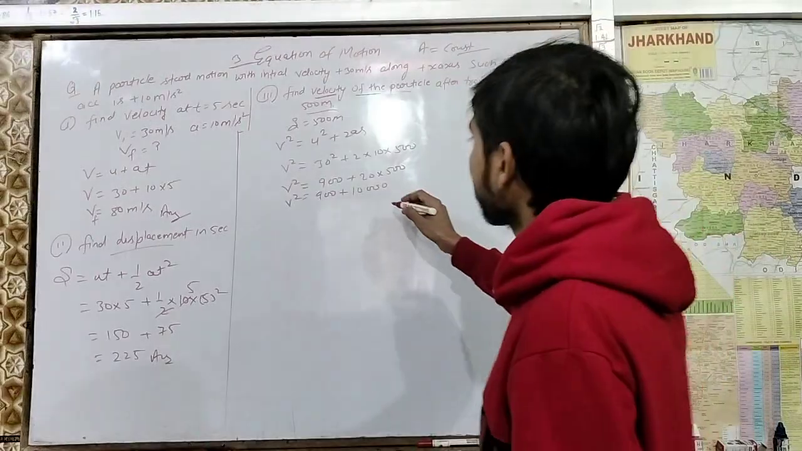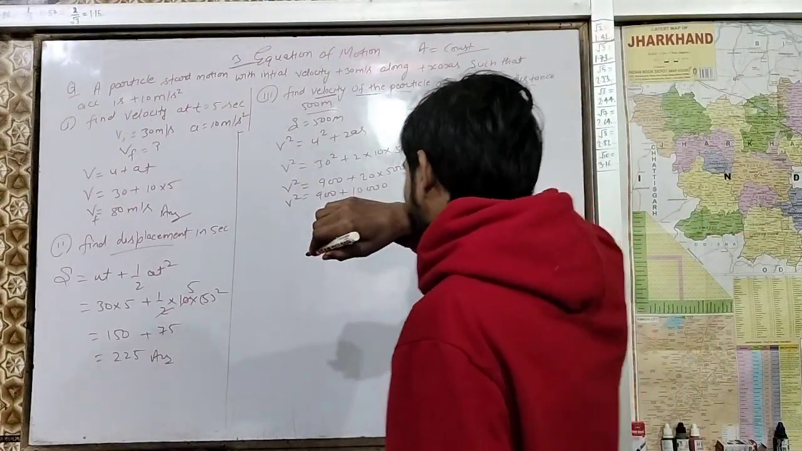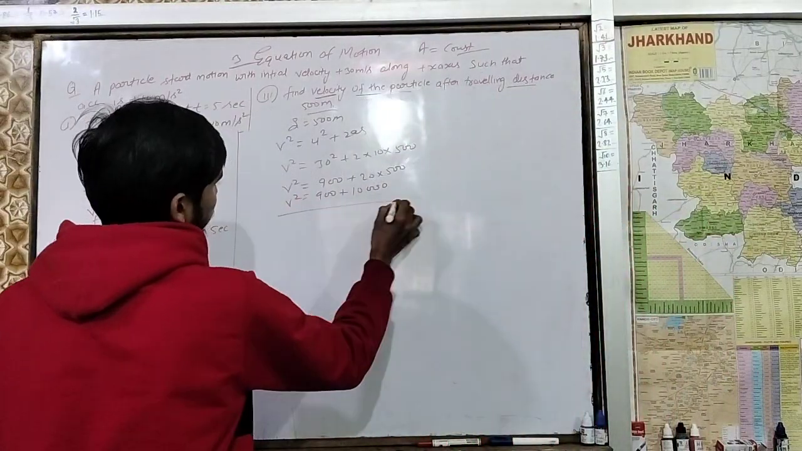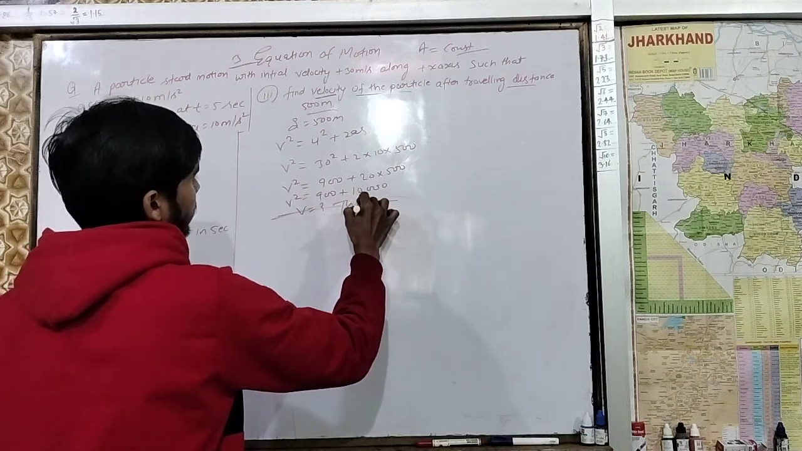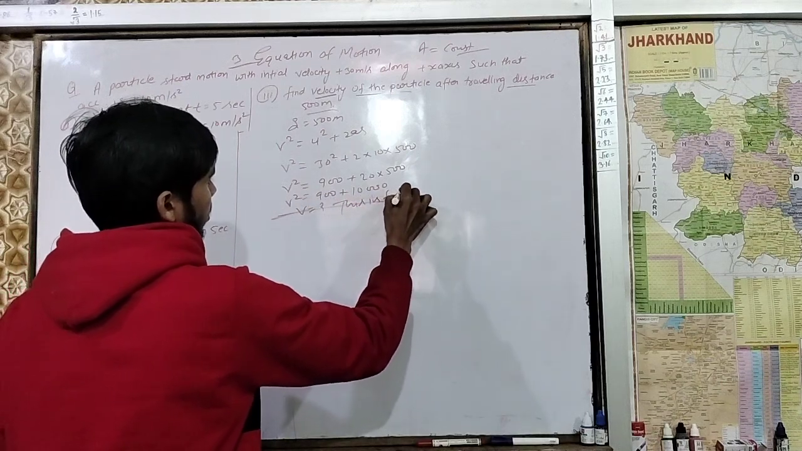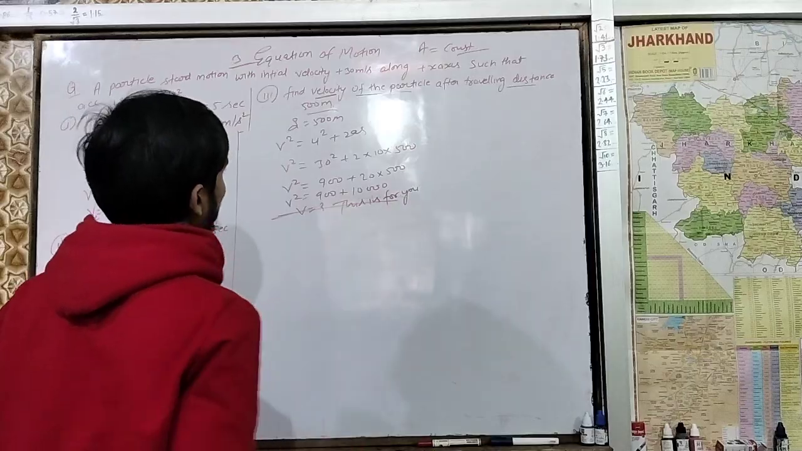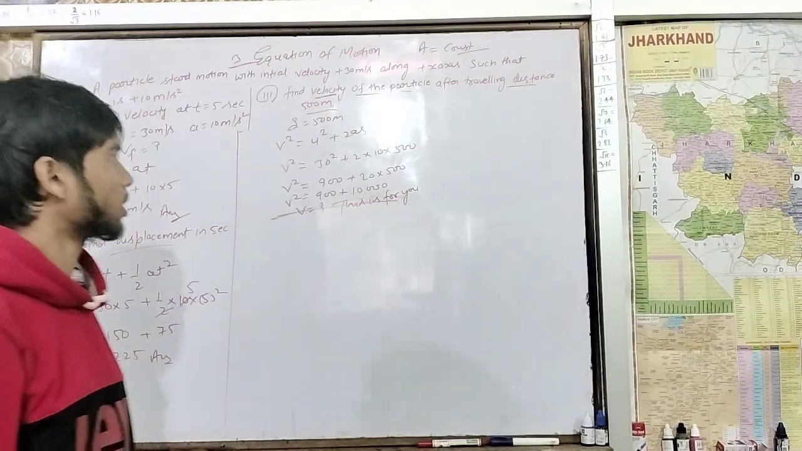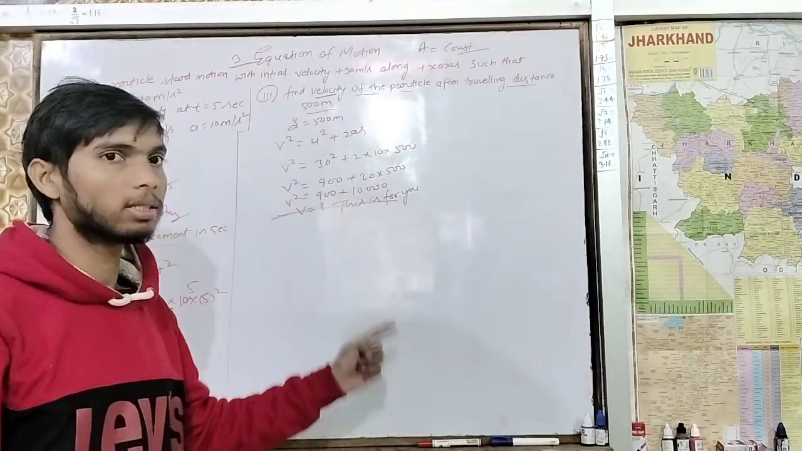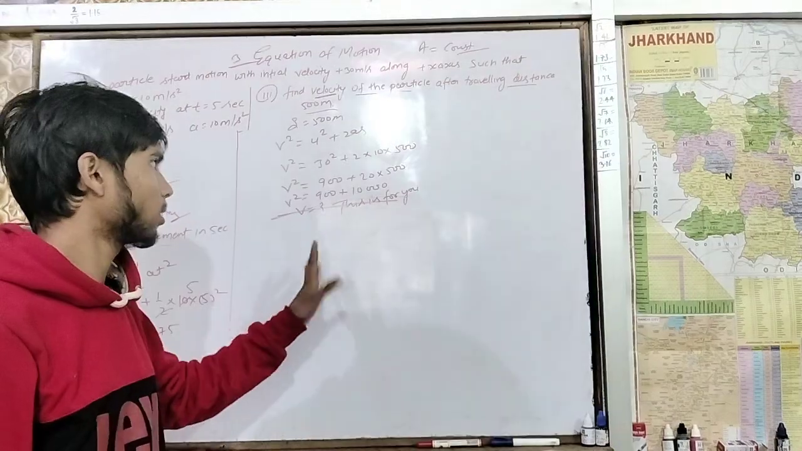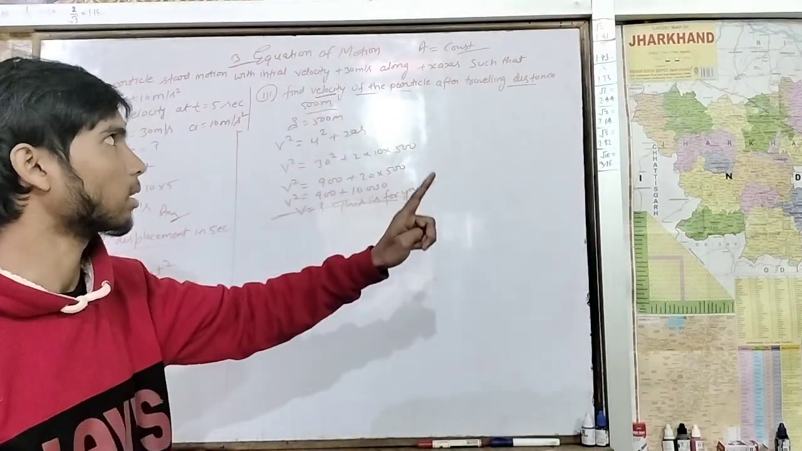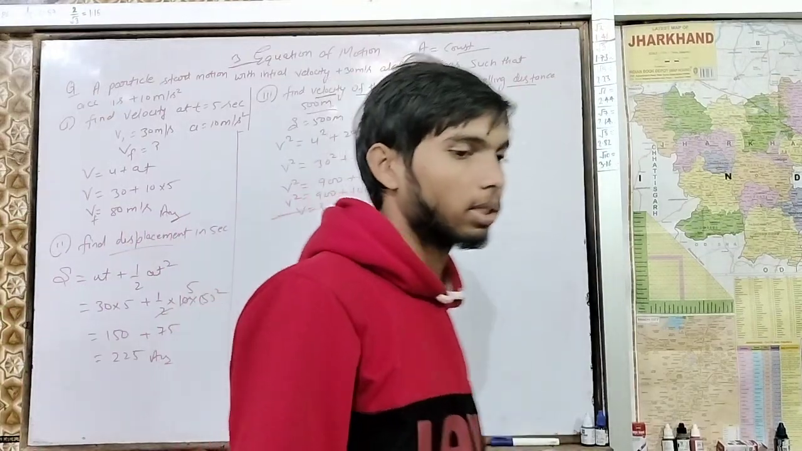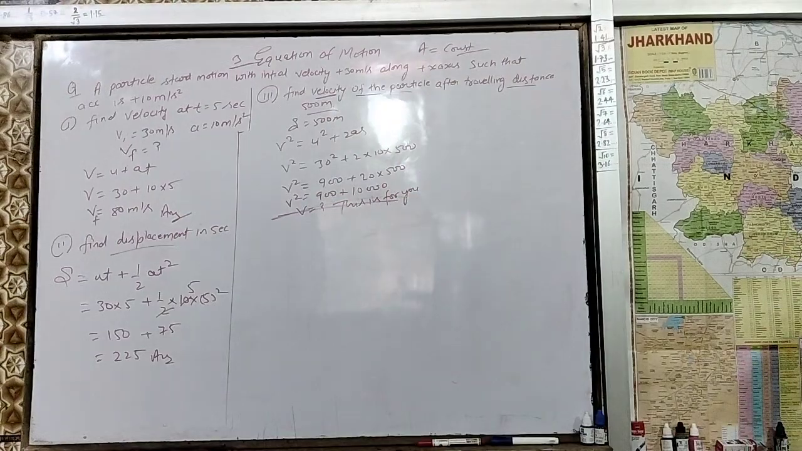From this you will get your V. This is for you. Say after simplifying this, what is coming as your V? This will be your velocity after the particle covered the 500 meter distance.